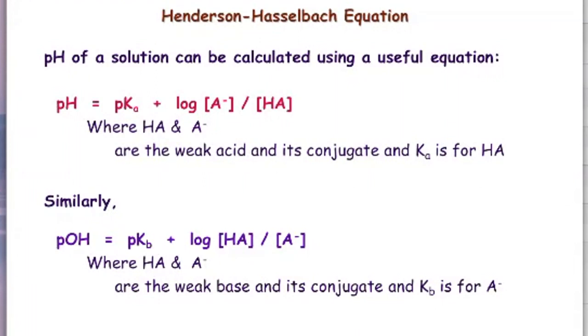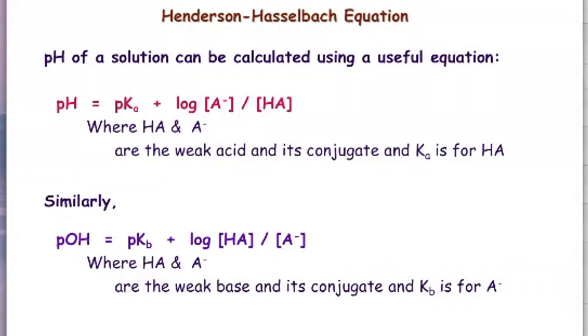Professor? Yes. Can it only be used for weak acids and weak bases because they have conjugates? Exactly. Good point. It can only be used for weak acids and weak bases. That's a great question, because remember, when a weak acid converts over to its base, then the base can also convert back to its conjugate.